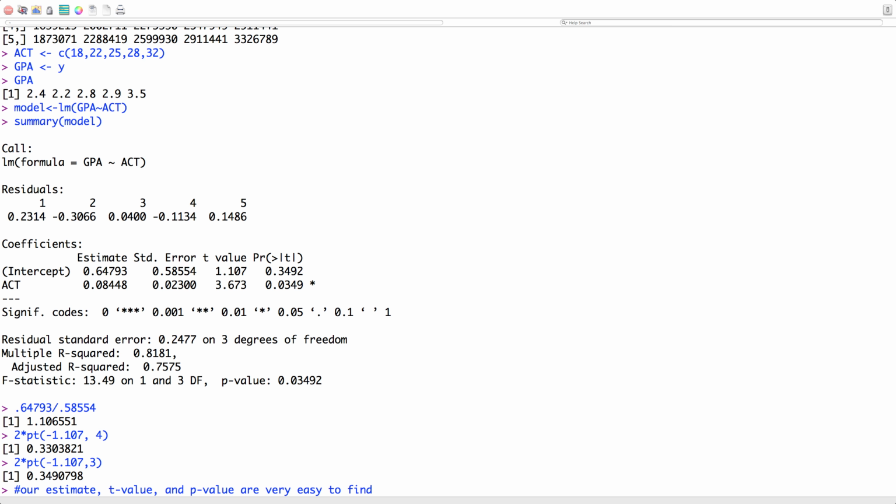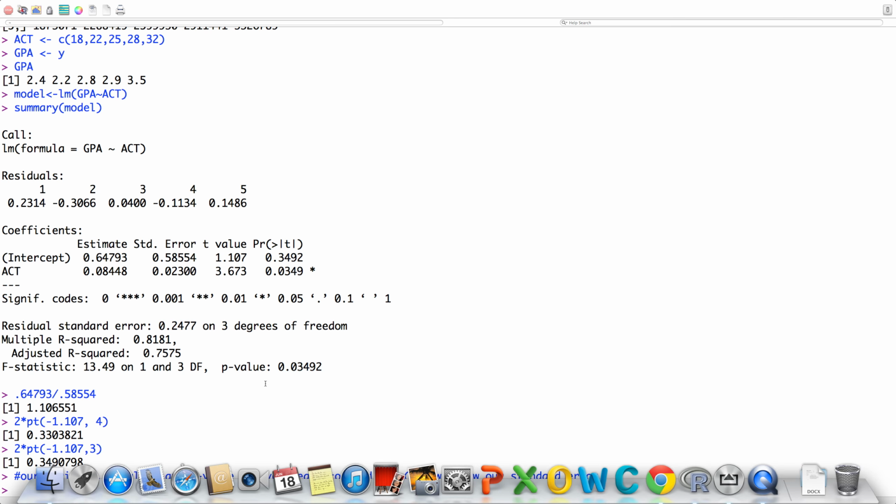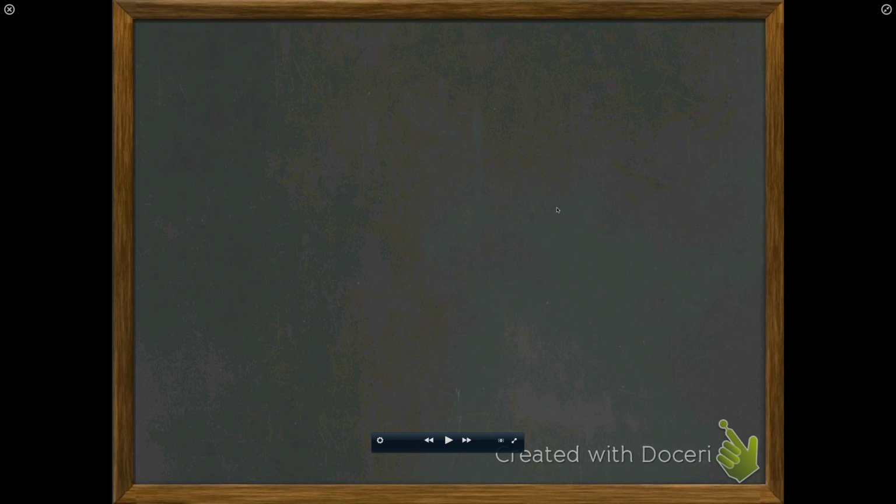So ultimately, you can see that our estimate, our t-value, and the p-value are very easy to find if we know our standard error. Well, guys, it turns out that there's a lot more to the standard error than you may imagine, and that's what I want to go back and give you an illustration of here.